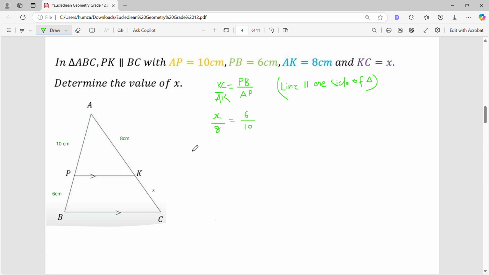The next step is to multiply by 8 on both sides, and this will cancel out, and we will be left with x equals 6 over 10 times 8, and then x is equal to 4.8 centimeters. Now let's move on to the next question.